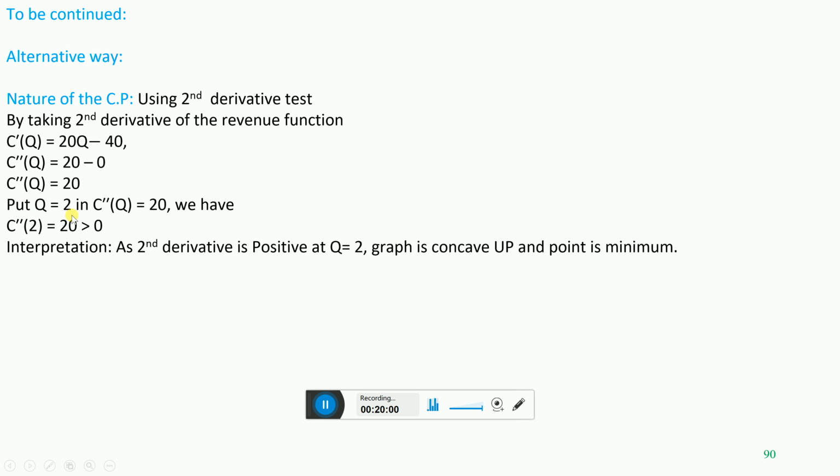Now we put q = 2 in the second derivative and examine it. C″(2) is 20, and 20 is greater than 0. This is a positive value. When the second derivative of the function is positive, the graph is concave up, and this critical point is the lowest point along the graph of the cost function. So as the second derivative is positive at q = 2, the graph is concave up and the point is a minimum point.